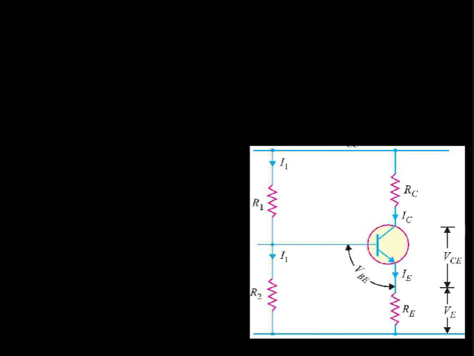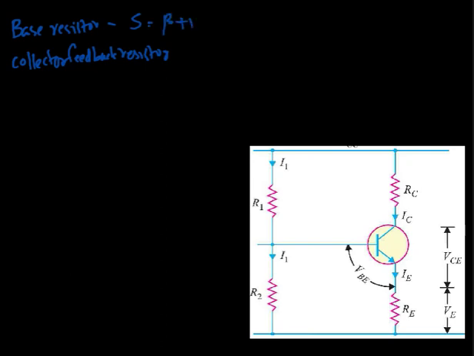So far we have seen two types of transistor biasing methods, that is base resistor transistor biasing and collector feedback resistor biasing method. In both of these types, the stability factor has been found to be very high. For the base resistor method, the stability factor S is approximately equal to beta plus 1, and for collector feedback resistor, the stability factor is a little less, less than beta plus 1, but it is fairly high.